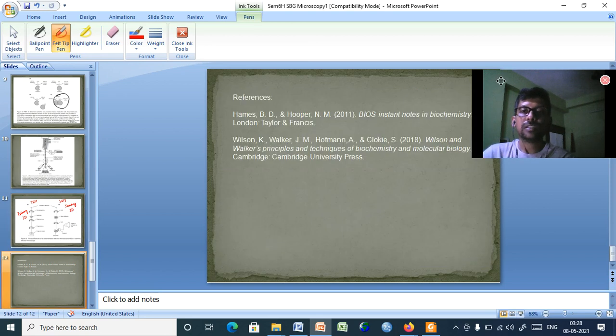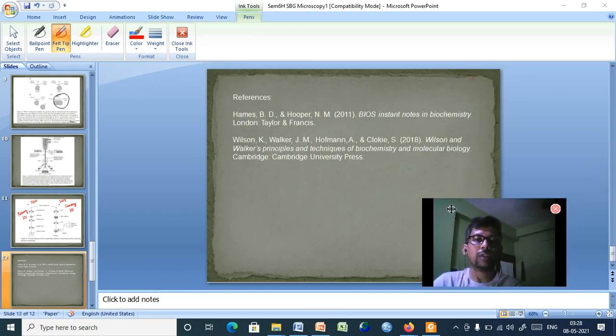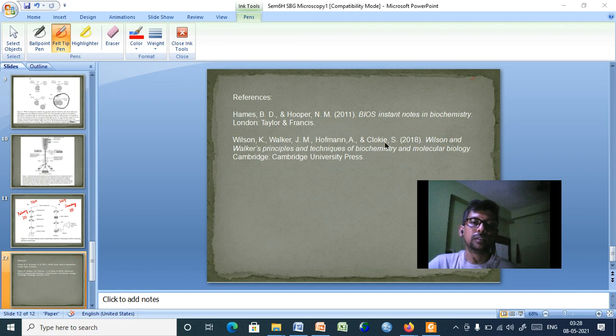For reference purposes, you can follow these books, and there are many other books also. Holmes and Hooper, Biochemistry; Wilshire Walker, The Techniques of Biochemistry and Molecular Biology; and especially the cytology portions of molecular biology books, and other material.